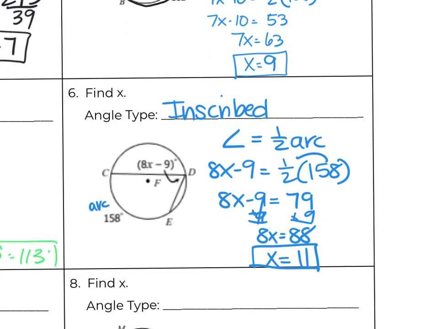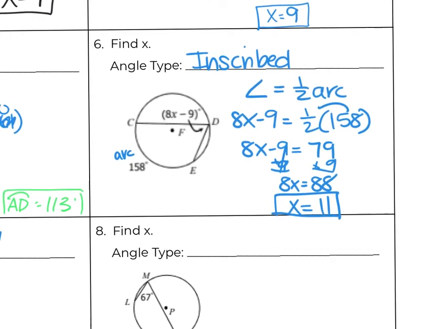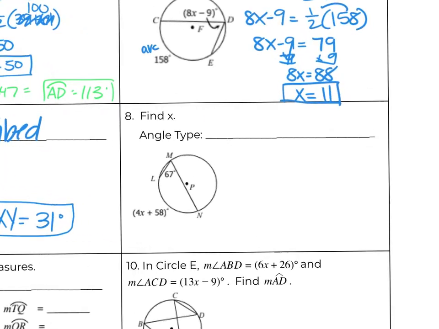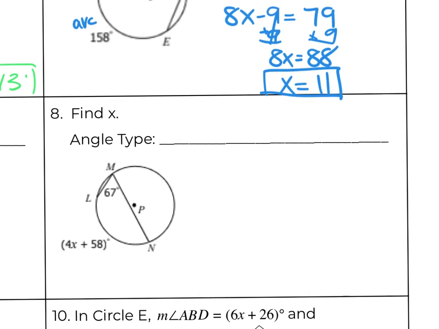Is it okay if it comes out as a decimal? Ever? Ooh, I don't know. I don't think I put any that were decimals. Like number 8? Let's look at 8 then. We already did 7. Okay, so 8. Central or inscribed? Inscribed.